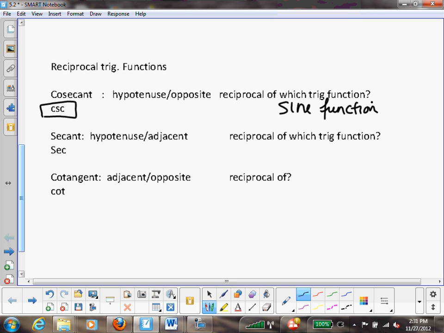All right. Yeah, it's like flipping it, right? I'm just flipping my ratio. So if I do hypotenuse over opposite, I'm really talking about the cosecant. The secant is hypotenuse over adjacent. It has SEC as its abbreviation. So which trig function is it a reciprocal of? Cosine.